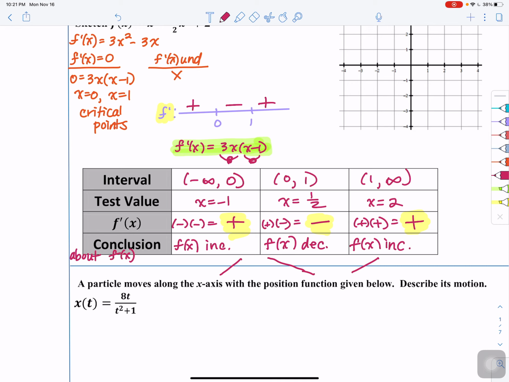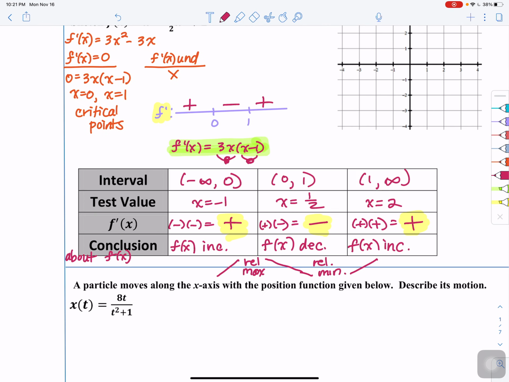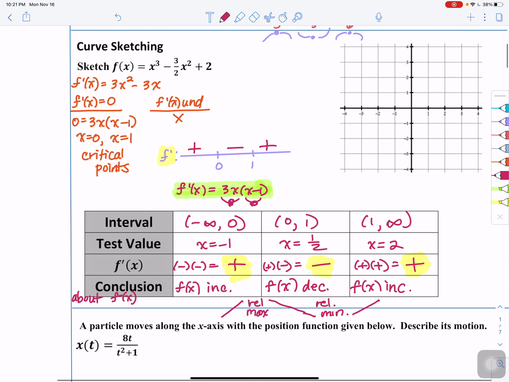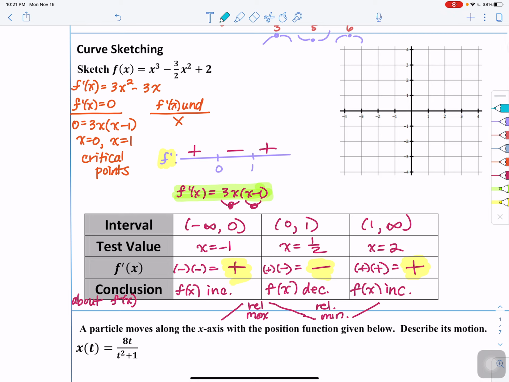So what do you have here? A relative max and a relative min. So that's what we have. Now, justifications are sometimes needed, okay? So we do want to take that time. I'm going to do it right up here. I'm going to write it in blue.